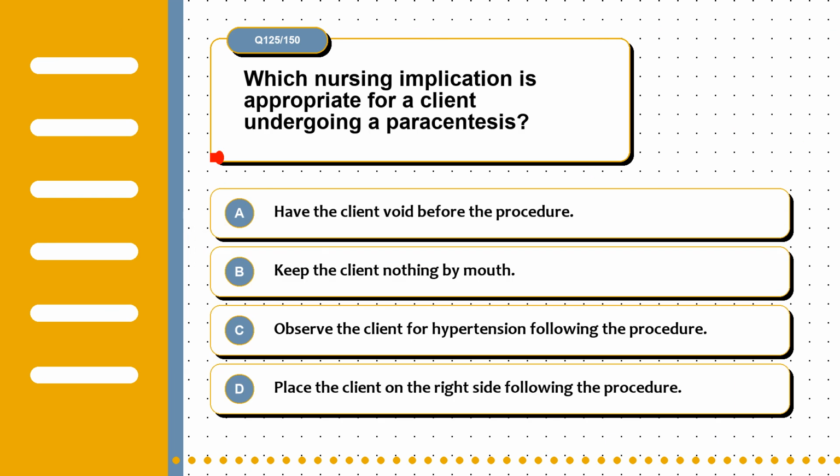Question 125. Which nursing implication is appropriate for a client undergoing a paracentesis? Here are the options. Option A. Have the client void before the procedure. Option B. Keep the client nothing by mouth. Option C. Observe the client for hypertension following the procedure. Option D. Place the client on the right side following the procedure.